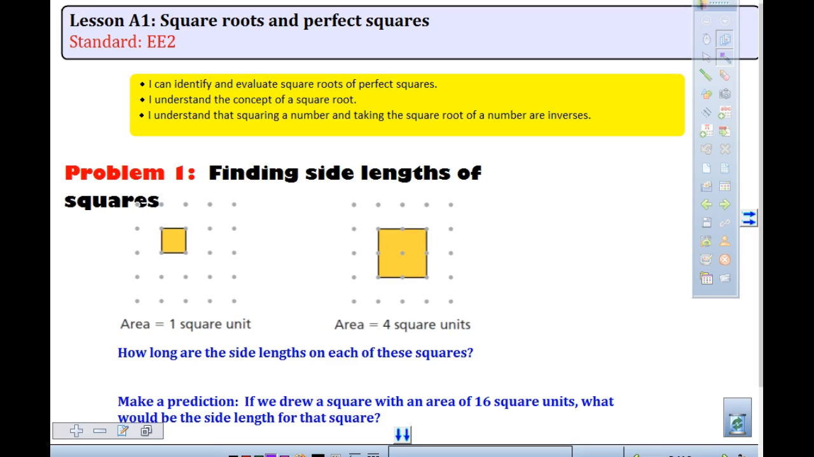And usually what you're going to see on my lessons, and you may have seen something like this last year, it'll say, listing our standards for this. I can identify and evaluate square roots, I can understand the concept of square roots, and I understand squaring a number and taking the root. So, if each of these sides is a 1 by 1 square, the area, we say, is 1 square unit. Do you agree? There's 1 square unit.